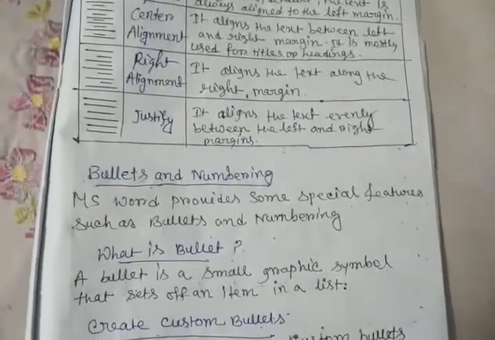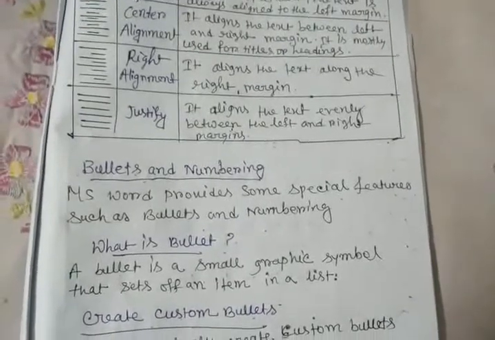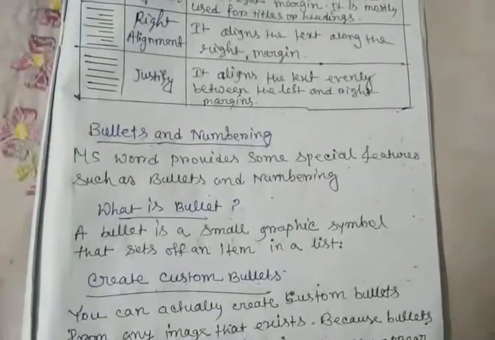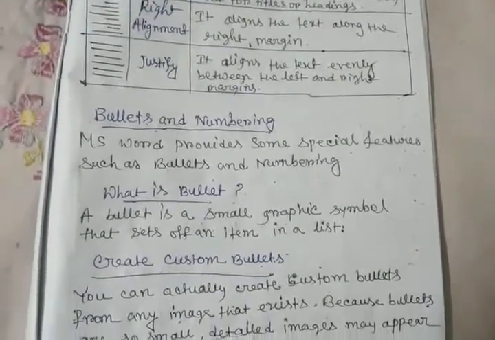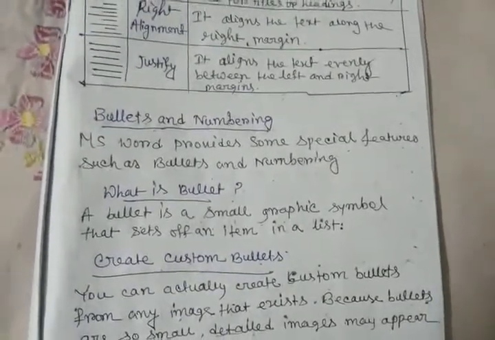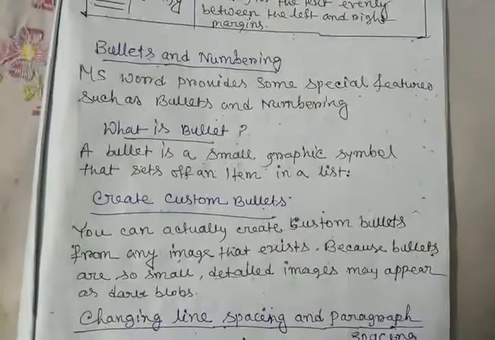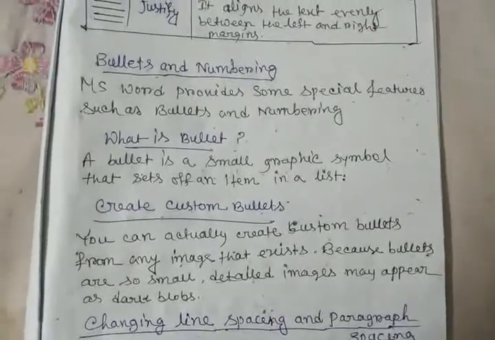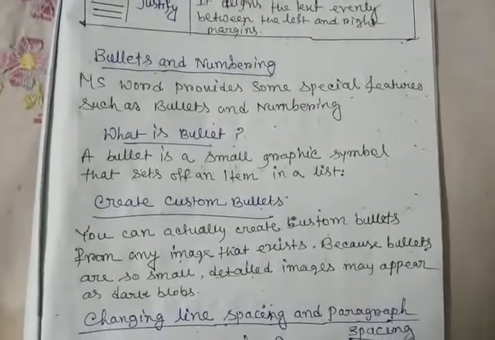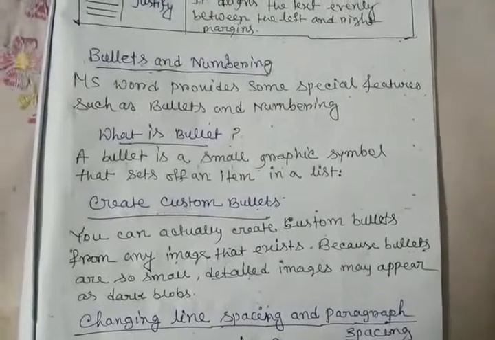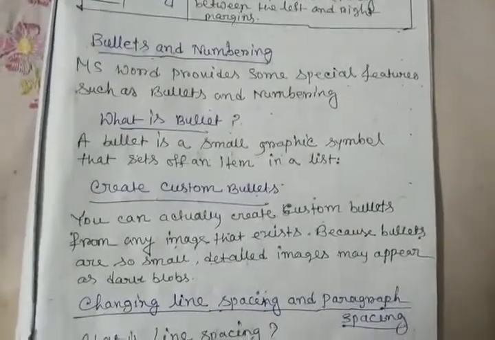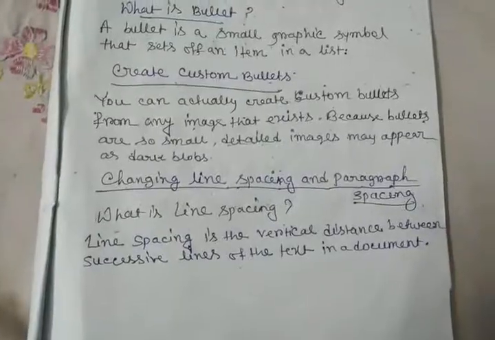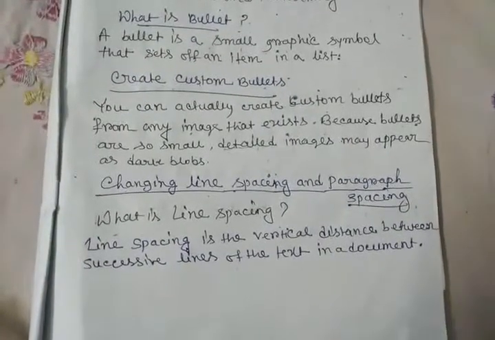Bullets and numbering. MS Word provides some special features such as bullets and numbering. What are bullets and numbering? A bullet is a small graphical symbol that sets off an item in a list. You can also create custom bullets. Why would you create custom bullets? You can create custom bullets from any images that exist, but because bullets are so small, detailed images may appear as dark blobs.